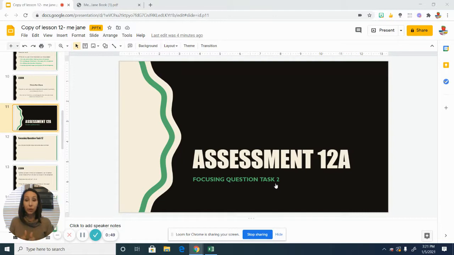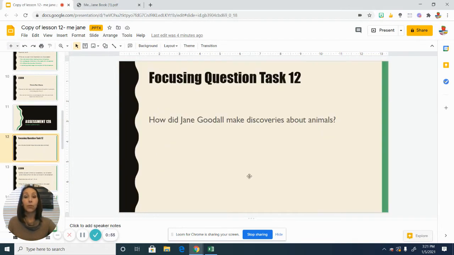All right, so an informative paragraph, we have been talking about those for a few weeks now. What we are going to do in our informative paragraph is answer the question, how did Jane Goodall make discoveries about animals? We've talked about the word discovery before, or discoveries, and that means to learn something new about something, to figure something out. So we want to answer this question. Keep this question in your mind: How did Jane Goodall make discoveries about animals?